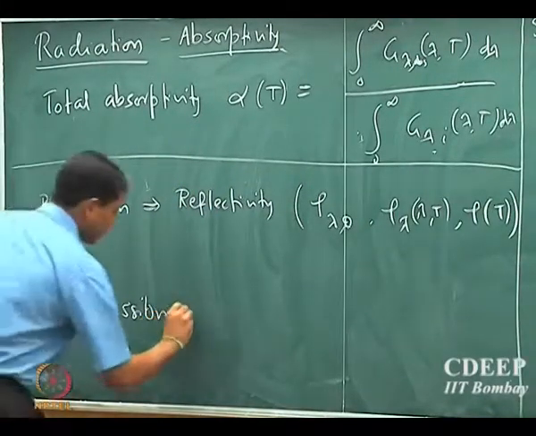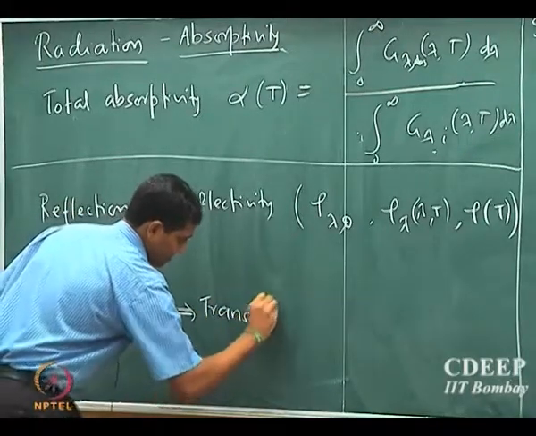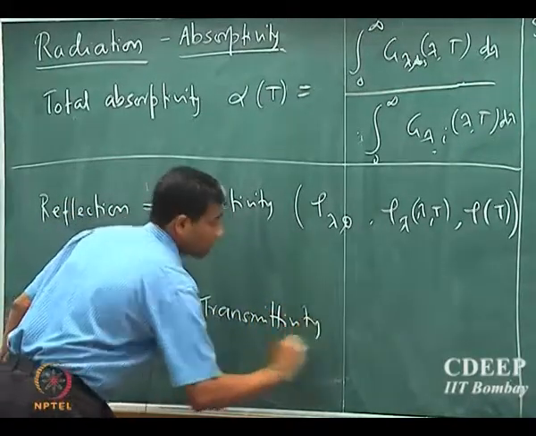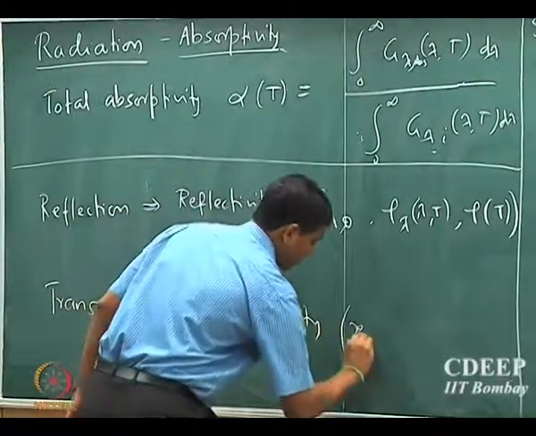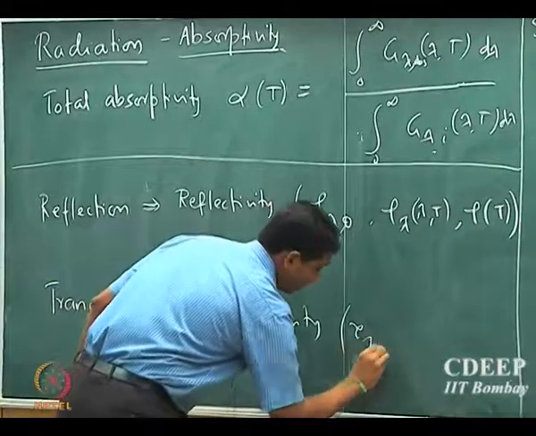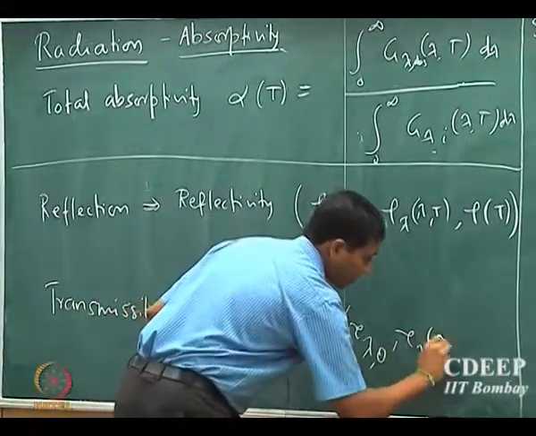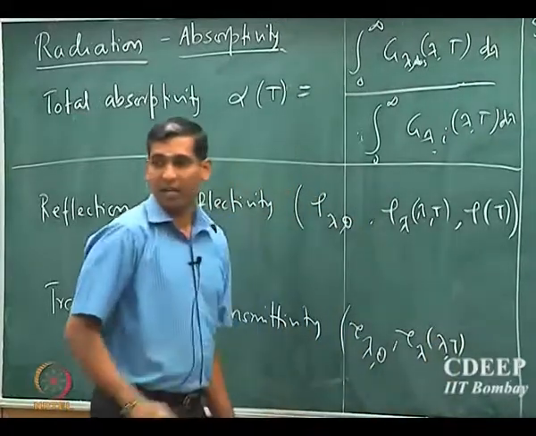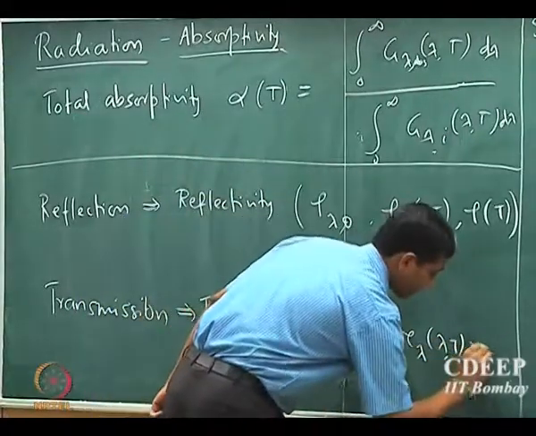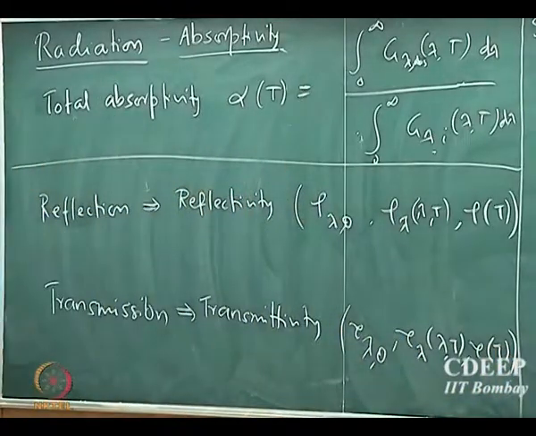Okay. Similarly, one could define what's called the transmittivity. Tau is the symbol that's used for transmittivity. Once again, you can define the local transmittivity, the spectral hemispherical transmittivity, which is only a function of lambda, and the total, which is only a function of temperature. Okay.